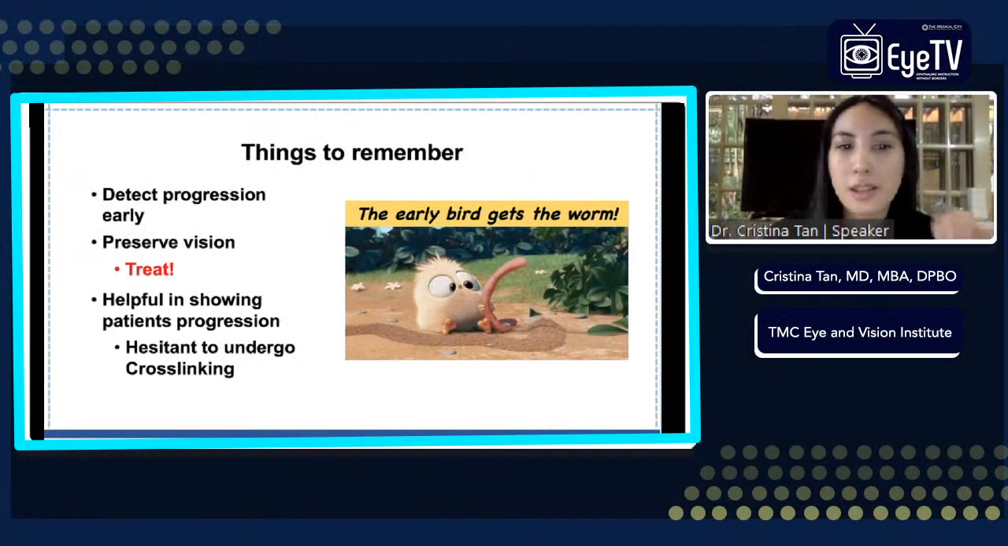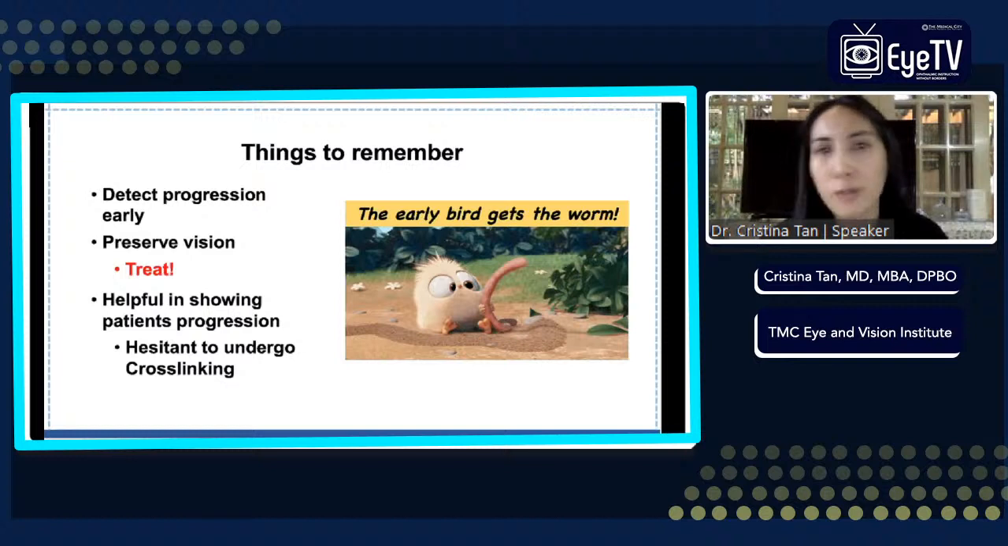So lastly, the display is very helpful when you have patients who are hesitant to undergo cross-linking. So they still have good vision and they're not really convinced that they really need this procedure. You can use this display to show them that there's progression happening on their corneas, and that's why they need to do cross-linking surgery.